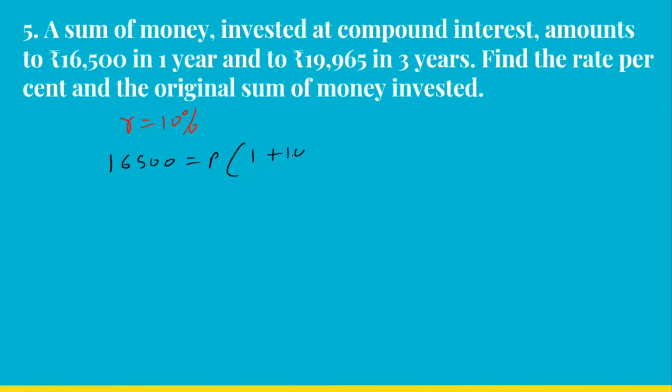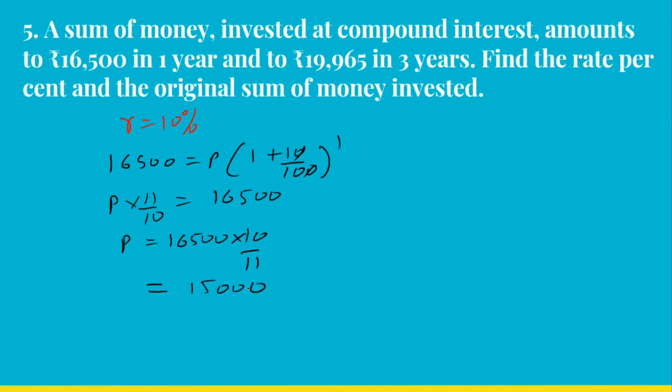Now R is 10/100, raised to 1. So put the values here. This is going to be 11/10. P into 11/10 is equal to 16,500. So you get P = 16,500 × 10/11, and simplifying this, you get 15,000. So this was the original sum of money invested. Got it? This is the original sum of money invested.